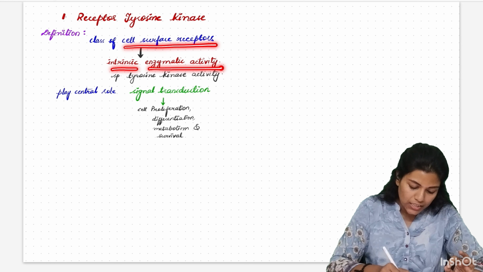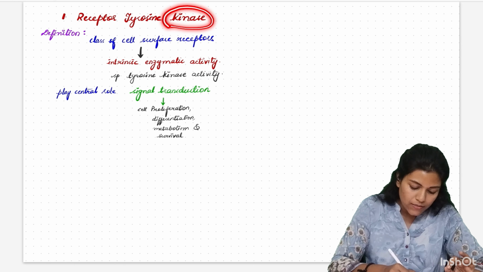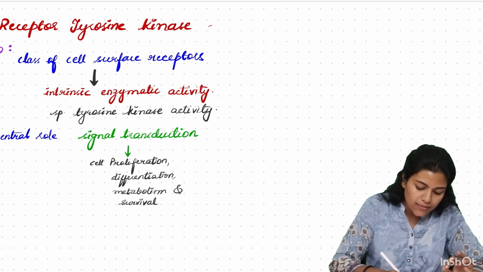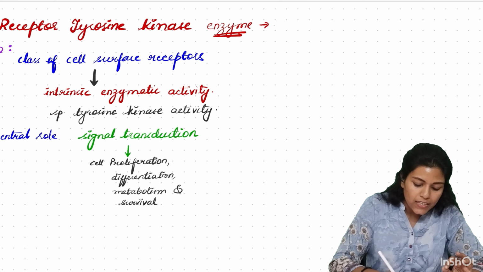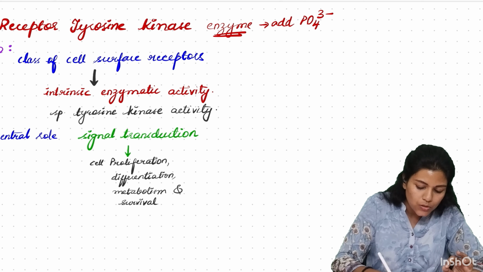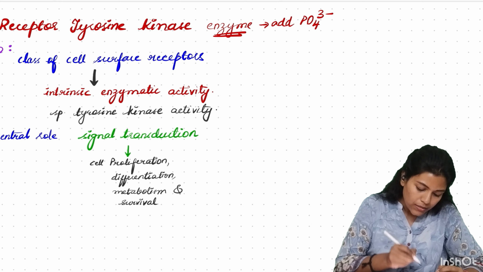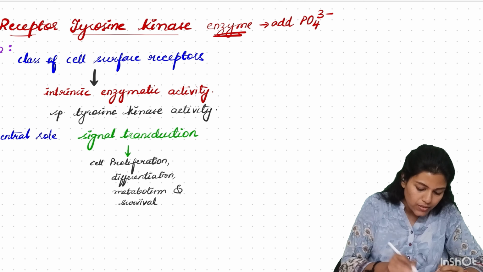Intrinsic enzymatic activity because they have this kinase domain. Kinase means it is an enzyme. It will add a phosphate group to whichever molecules they come in interaction with. So we are calling it a receptor tyrosine kinase.